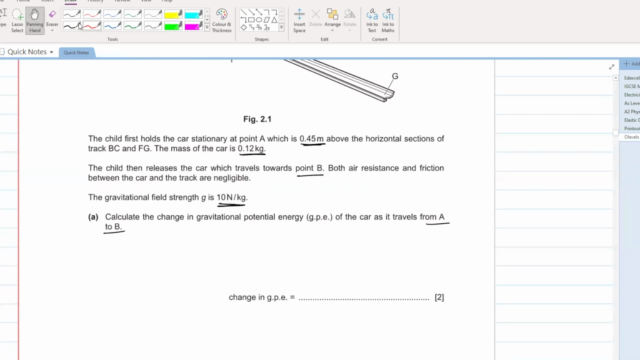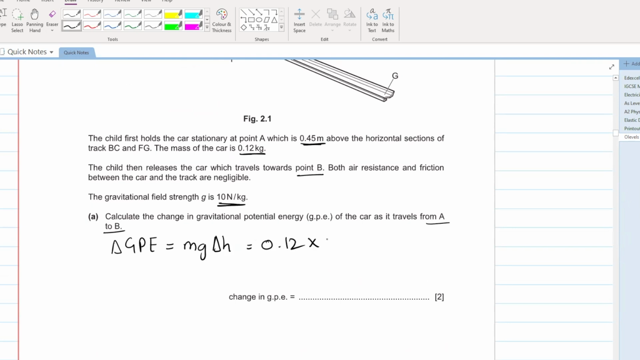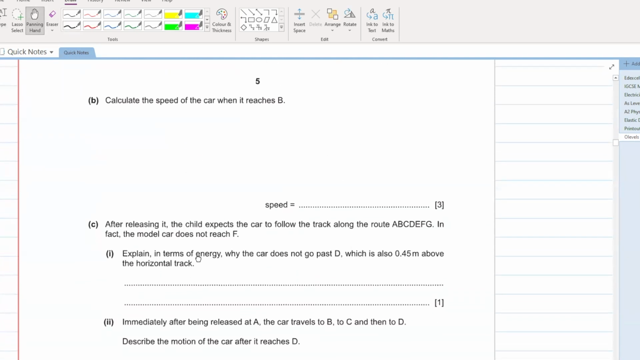You have to calculate the change in gravitational potential energy of the car. How will you calculate it? mg into change in height. What is the mass? 0.12. What is g? g is 10. What is the height? 0.45. Can you calculate the change in gravitational potential energy? Yes. The change in gravitational potential energy comes out to be 0.54 joules. Simple. Let's further move ahead.